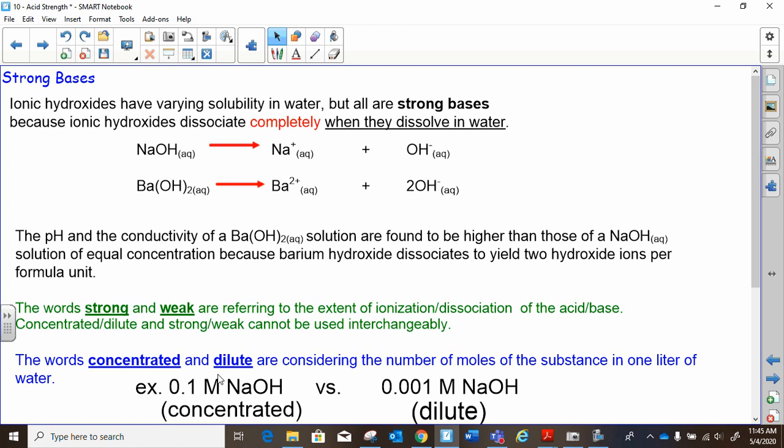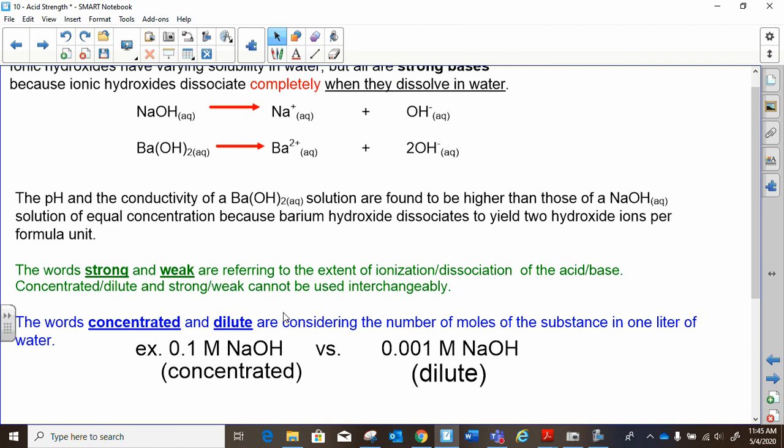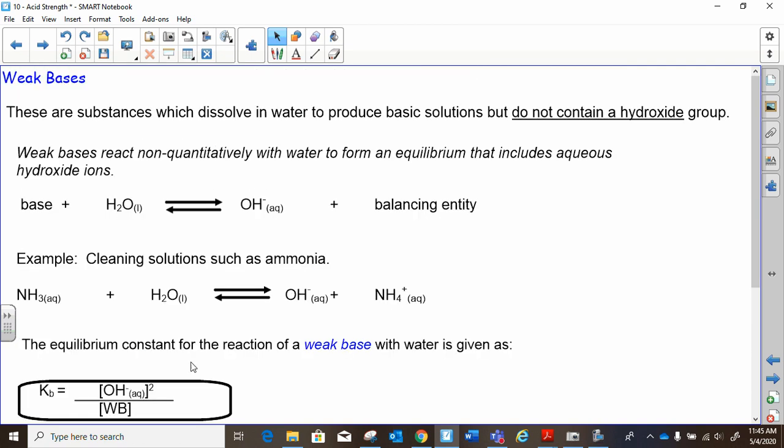Concentrated and dilute, though, tell us the number of moles in 1 liter of the substance. So, for example, these are both the same base, a strong base, but this one is concentrated because it's 0.1 moles in every liter. This one is dilute. Okay, so again, strong base, this is strong base. Concentrated, strong base.